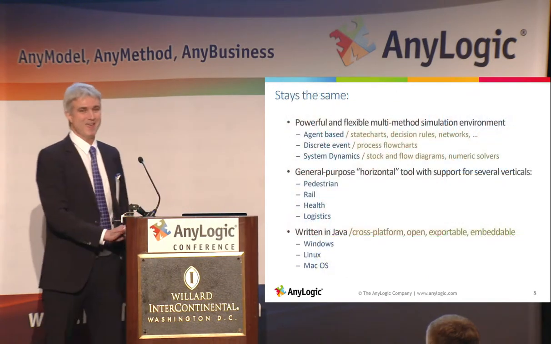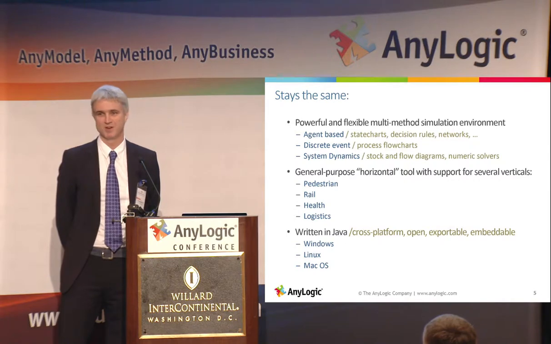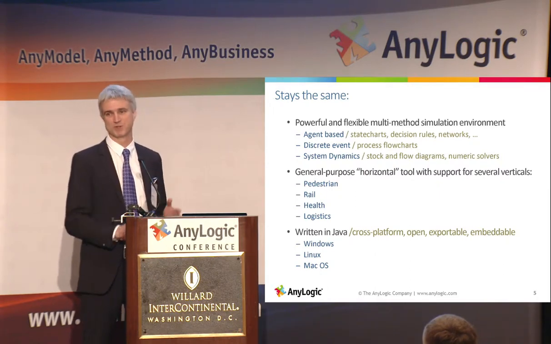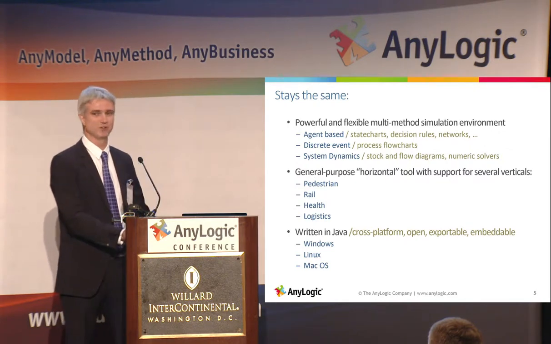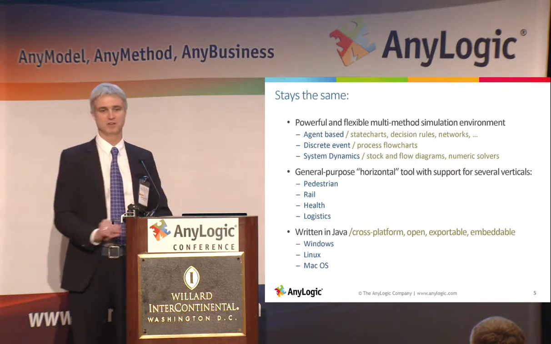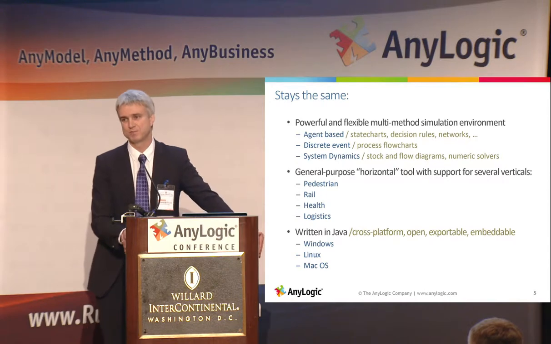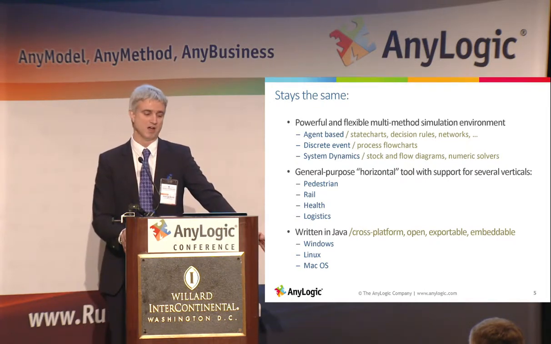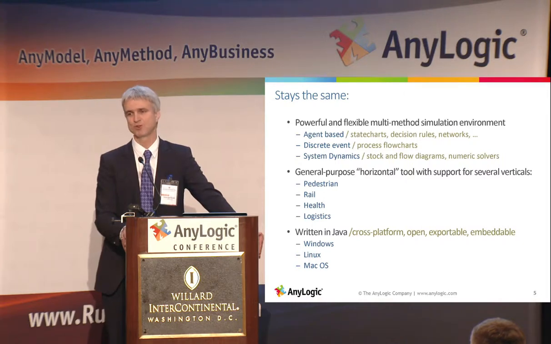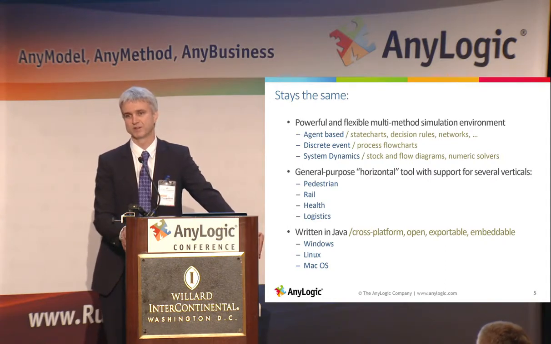So, what's going to stay the same? We strongly believe that the future of simulation model languages is multi-method, and that thinking single-method and being equipped with a single-method tool is a serious limitation for a modeler. So AnyLogic will continue to be a multi-method modeling environment, supporting agent-based, system dynamics and discrete event modeling. We will stay a horizontal tool, but we will continue providing specific support for some selected verticals. Like you already know, there's the pedestrian library and the rail library, and we will do more support for health and general supply chain and logistics. We're still staying with Java, and therefore we're cross-platform, exportable, embeddable, and so on.